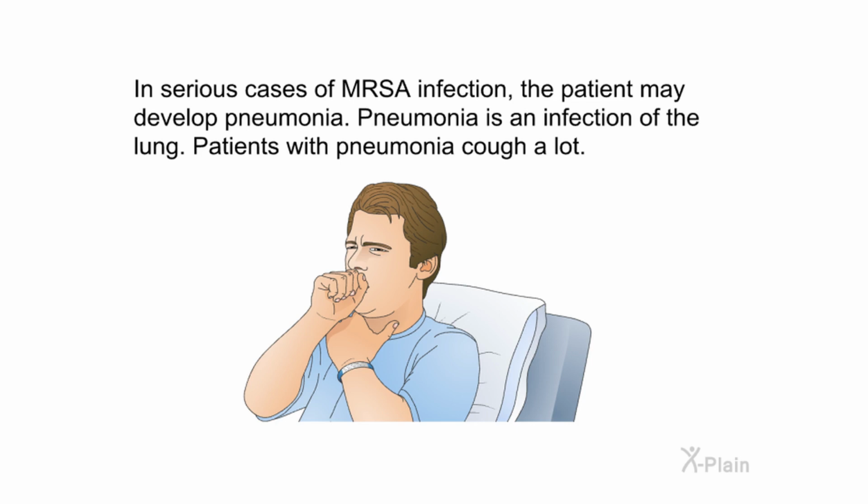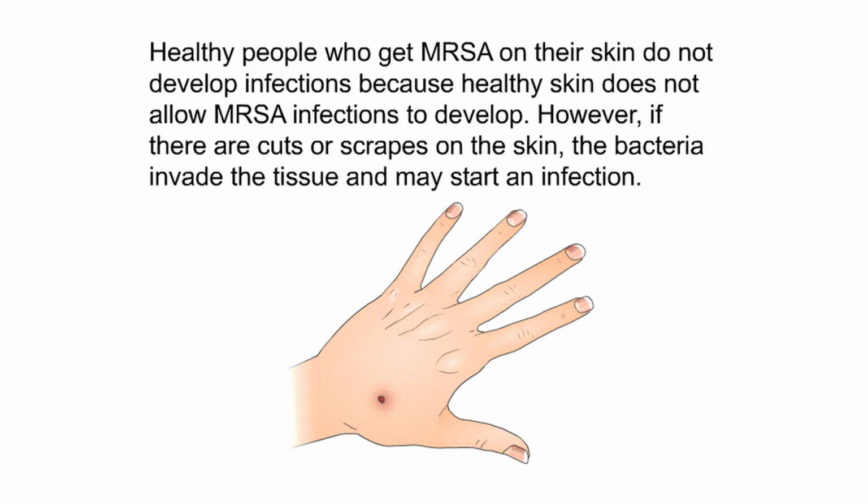In serious cases of MRSA infection, the patient may develop pneumonia. Pneumonia is an infection of the lung. Patients with pneumonia cough a lot. Healthy people who get MRSA on their skin do not develop infections because healthy skin does not allow MRSA infections to develop. However, if there are cuts or scrapes on the skin, the bacteria invade the tissue and may start an infection.